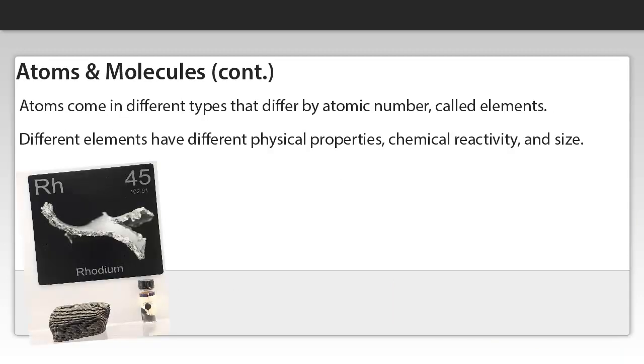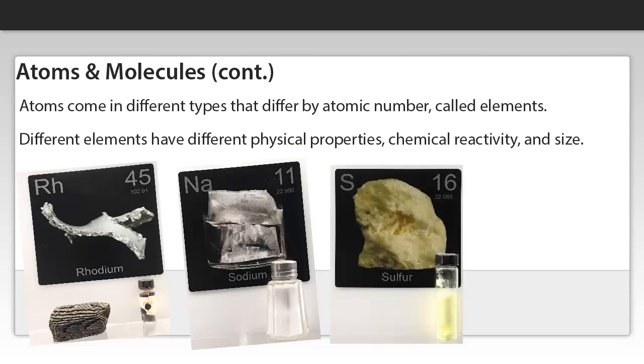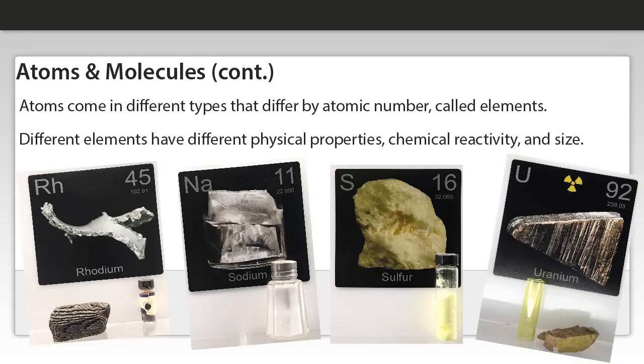Atoms come in different types, called elements. Different elements have different physical properties, chemical reactivity, and size. Some elements are gases in their native state, some are solids, some are liquids, some are like uranium, or even radioactive. Elements differ because they have differing numbers of protons in their nucleus. The number of protons in the atom's nucleus is called the atomic number.